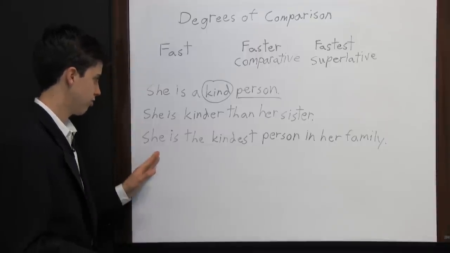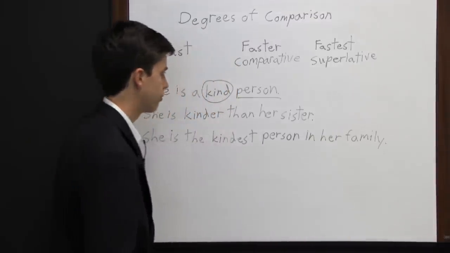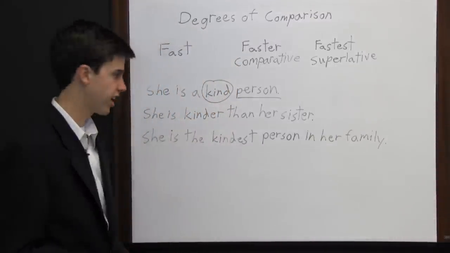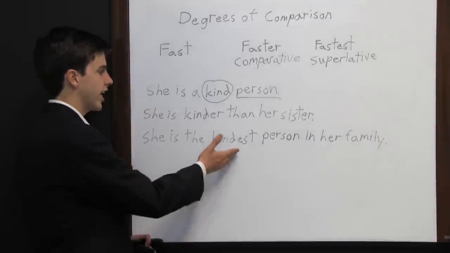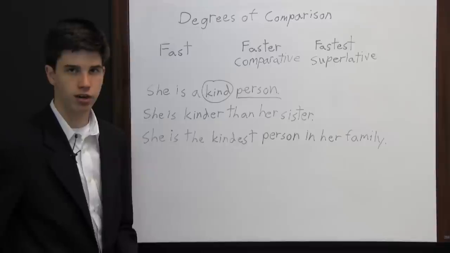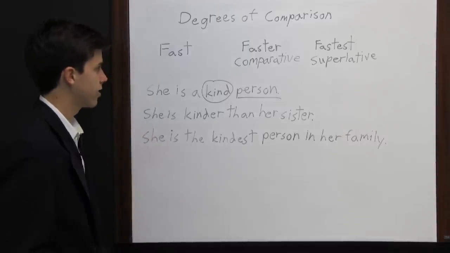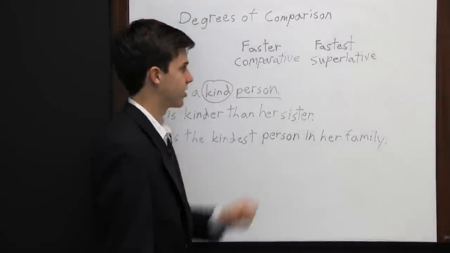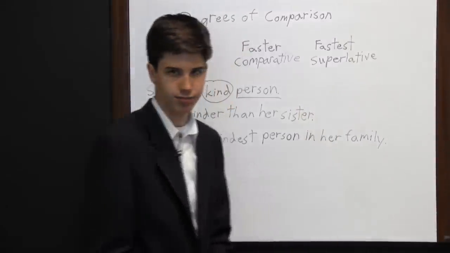And then this last sentence, we would say she is the kindest person in her family, because there's three or more people in her family, and she's the most kind in all of her family. So we would say kindest because it's comparing three or more people. Now, like I said, to get the comparative form, you add er to the adjective. And to get the superlative form, you add est.